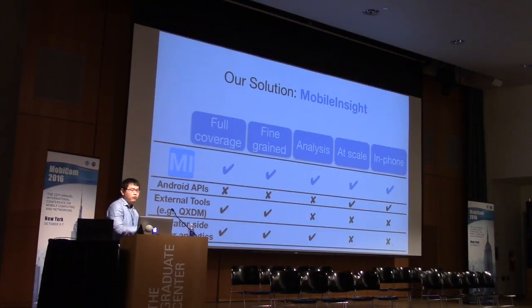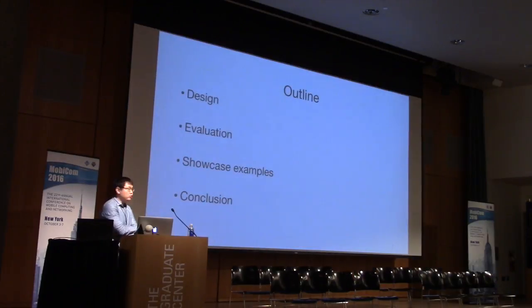MobileInsight is a mobile app for off-the-shelf phones. It satisfies all these features and provides open access to runtime fine-grained cellular information about the mobile network. It has been publicly released as an open-source tool and has now been downloaded by 36 research institutes. So in the rest of the talk, I will talk about how MobileInsight works. We will evaluate MobileInsight in different aspects, and I will show you how MobileInsight will enable new research opportunities in the cellular world, and I will conclude this work.